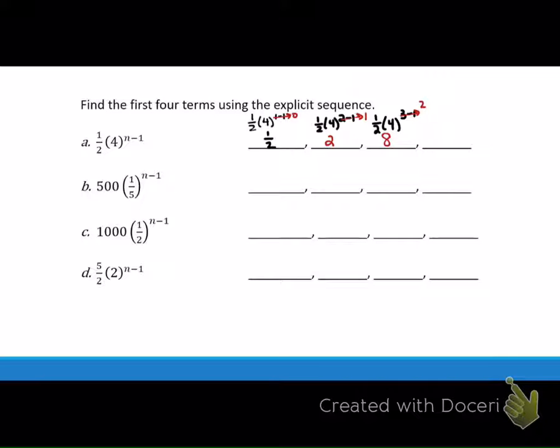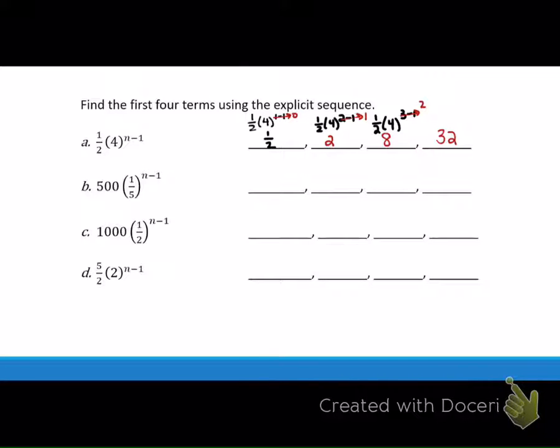So if you look at this, this is your starting, right? And what are we doing each time? We're multiplying by 4. 8 times 4 is? 32. Let's see if that works again. So we're assuming that what's going to be our first term?